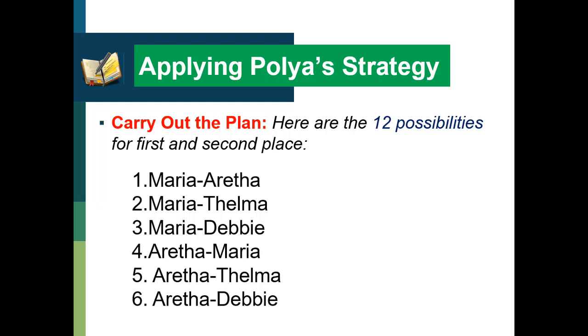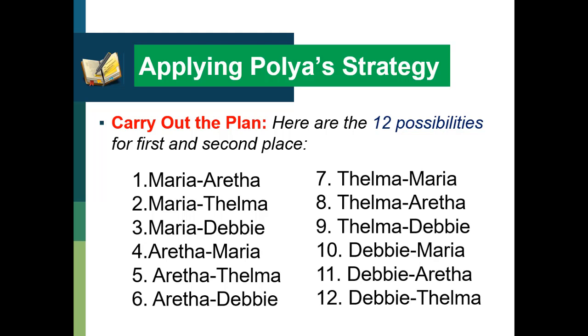We can also have Arita Maria, Arita Telma, Arita Debbie. We can also have Telma Maria, Telma Arita, Telma Debbie, Debbie Maria, Debbie Arita, Debbie Telma. And as what we have discussed earlier, Maria Arita is different from Arita Maria. So basically, we have 12 possibilities. And we have just solved the problem using the diagram.